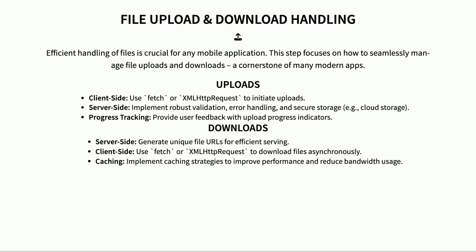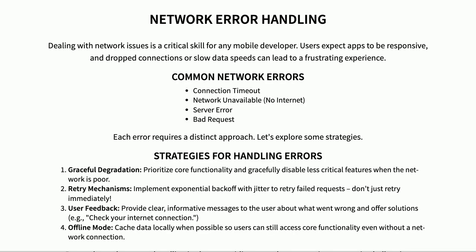For downloads, the server needs to generate a unique URL for each file, which makes serving them much more efficient. You'll use Fetch or XMLHttpRequest again on the client side, and caching your downloaded files can significantly speed things up.